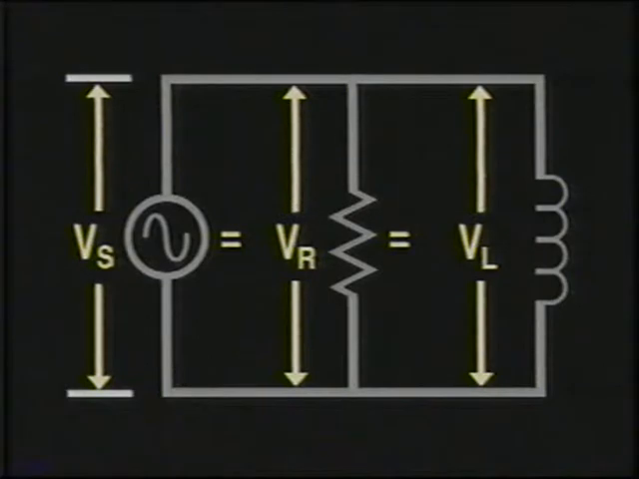According to Kirchhoff's voltage law, you know that the voltage in a parallel circuit is the same across each branch. This holds true for a parallel RL circuit. The resistive, inductive, and source voltages are all equal, both in magnitude and phase.